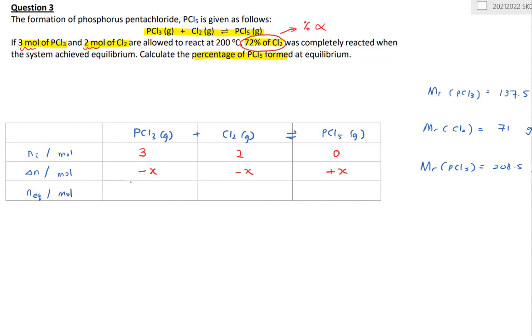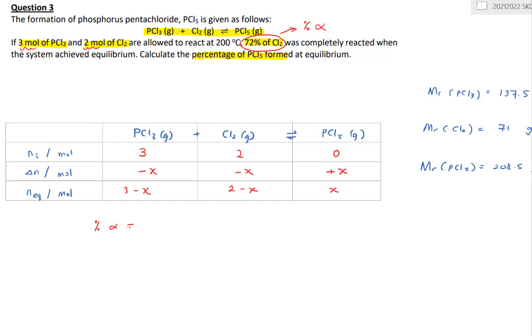So the number of mole at equilibrium, we have 3 minus x for PCl3. For chlorine, we have 2 minus x. And for PCl5, you have only 1x. Alright, since the question gives you the percentage of dissociation, 72% of chlorine, so we try to write out the formula for the percentage of dissociation.